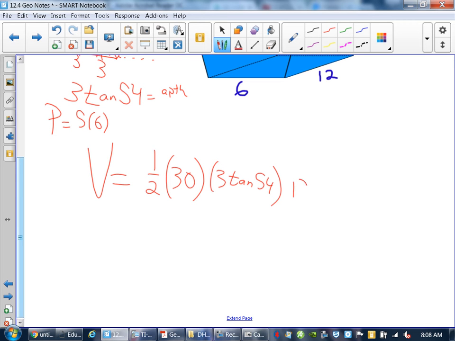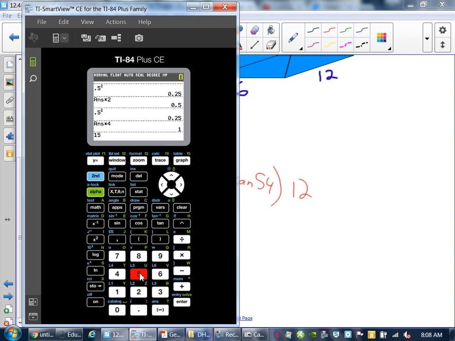Times 12. The only thing you have to be careful of if you don't find the 3 times tangent 54 right away is that you have to close the parenthesis on the 54 before you multiply by 12. That's really the only mistake that you can make. This is my exact answer. I piece it together, and I'm done. It gives me something with units cubed. So 15 times 3 tangent 54 times 12 is 743.25 units cubed.